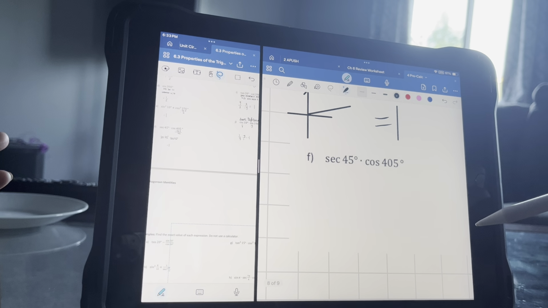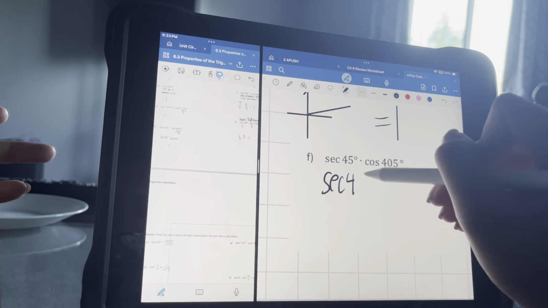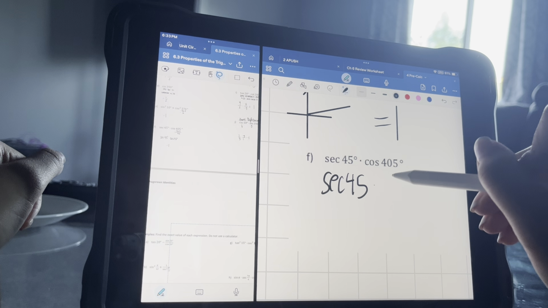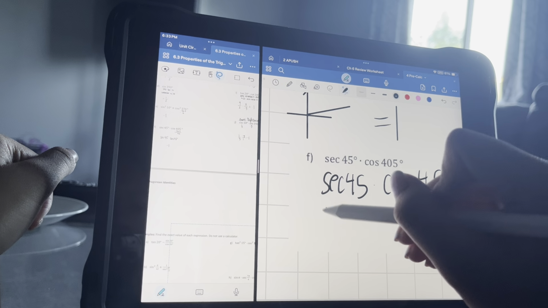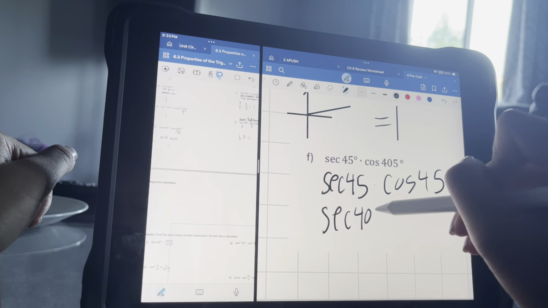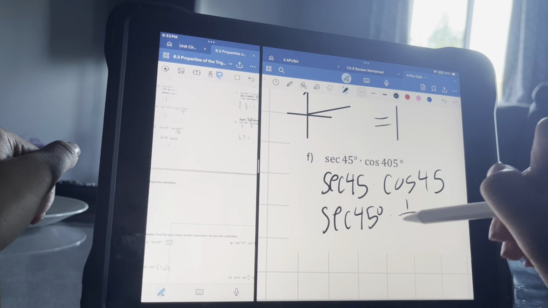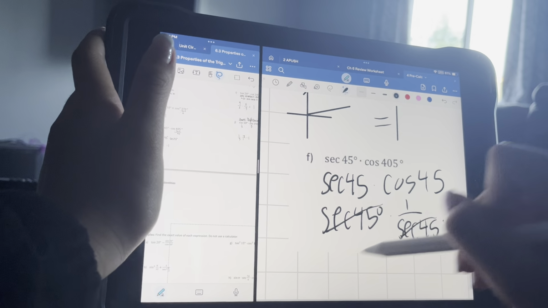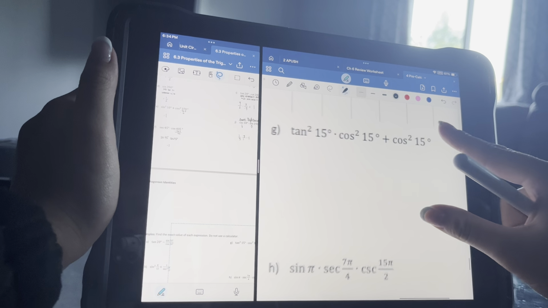This, it's essentially the same thing. It's secant of 45. Oh, 405 terminates in the same spot as 45, cosine 45. Well, what's another way to write cosine? 1 over secant? These cancel, your answer is 1. Over here.